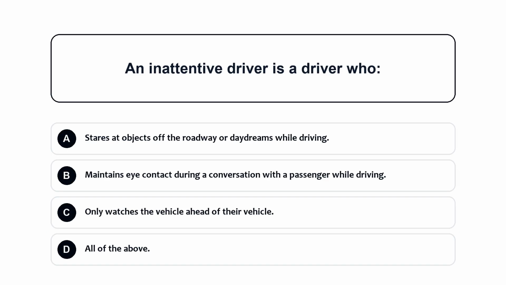Question 9. An inattentive driver is a driver who: Option A. Stares at objects off the roadway or daydreams while driving. Option B. Maintains eye contact during a conversation with a passenger while driving. Option C. Only watches the vehicle ahead of their vehicle. Option D. All of the above.